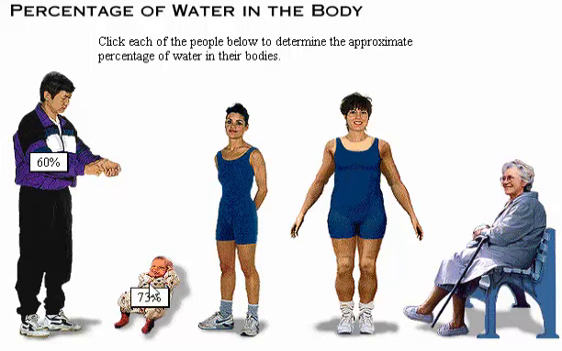Newborns have the highest percentage of water in their bodies. A healthy young woman naturally has more fat and less muscle than a man and is about 50% water. The more fat a person has in his or her body, the less water is present. Older people tend to have less lean body mass and therefore contain less water.